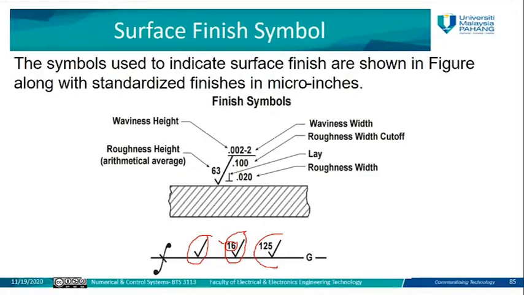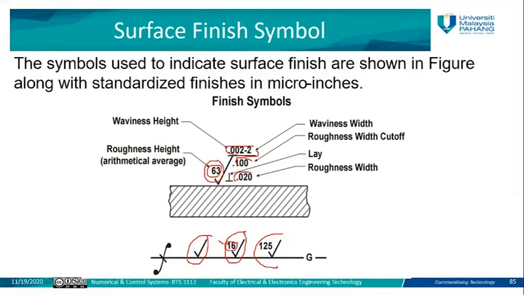The symbols used to indicate the surface finish are shown in this figure according to the standard. So this is the value for the surface, I mean the roughness height. This is the waviness. It will be represented in this part, and here also are other values of the waviness. The table that we have, we focus on this part only.